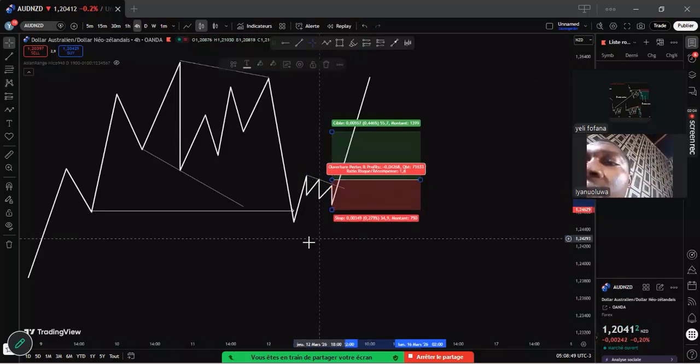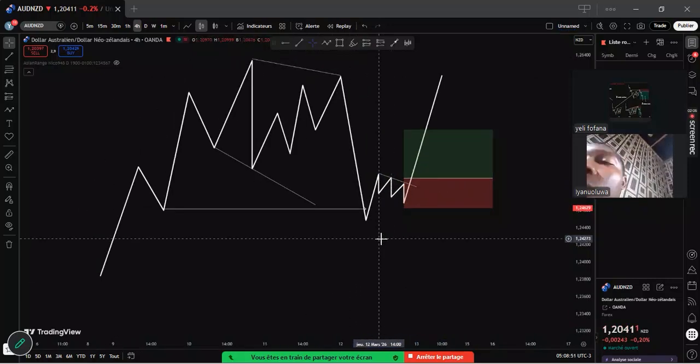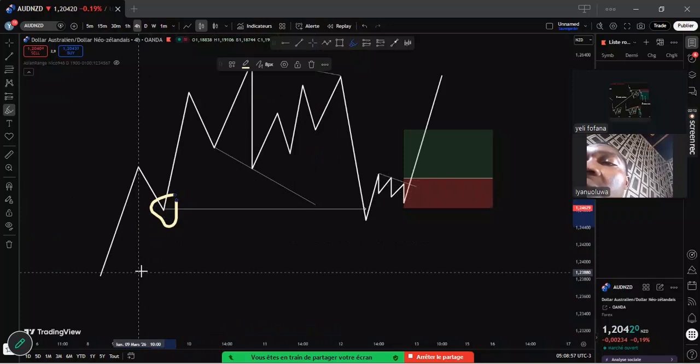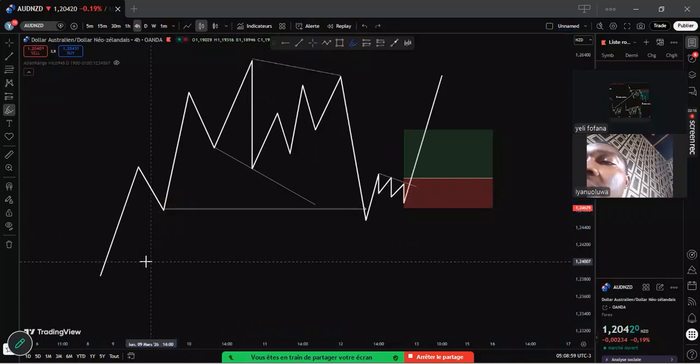But you know this hook point, it's a liquidity zone. We all know that.